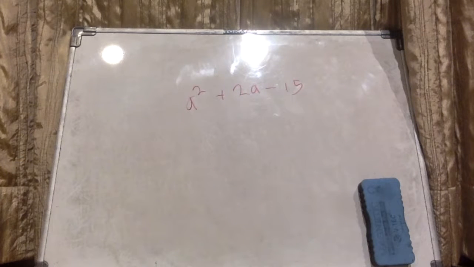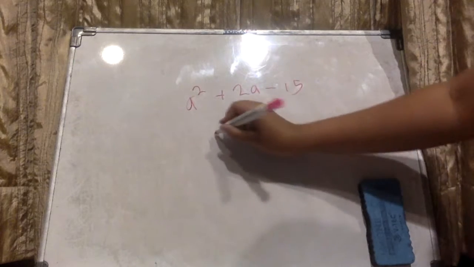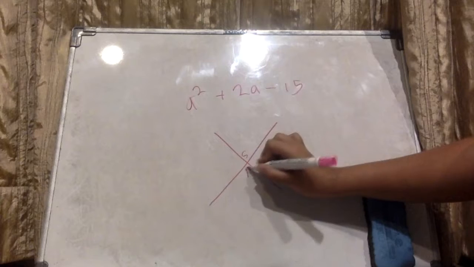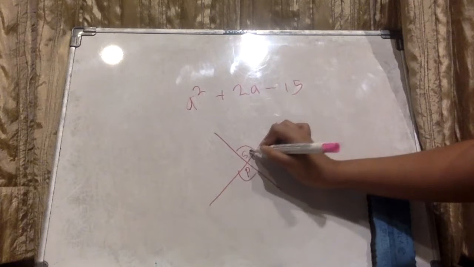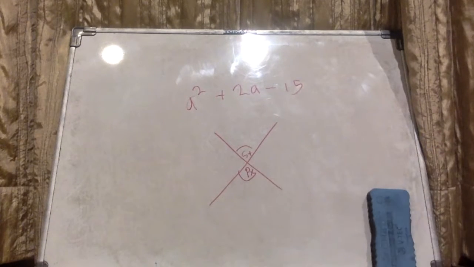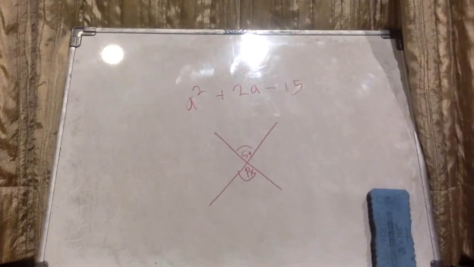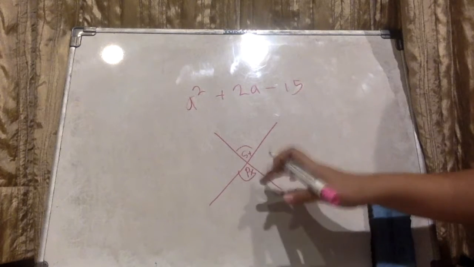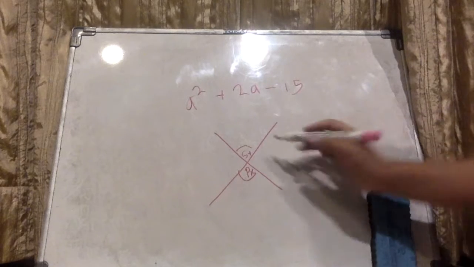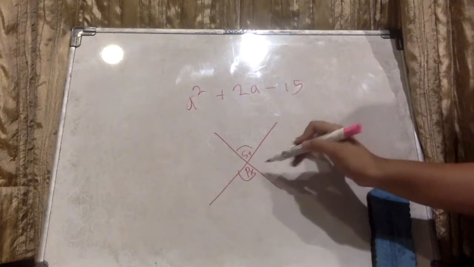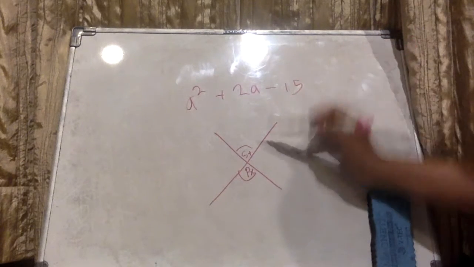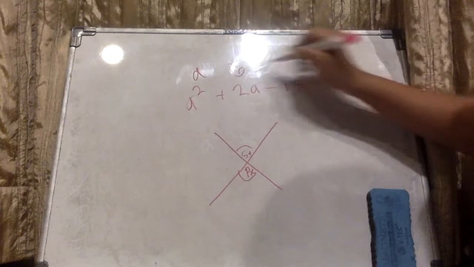Yeah. So we're going to draw an X. It's going to be S and P, because sum and product. S is plus, because sum means plus, and P is times, because product means times. So we're going to mark it A, B, C.